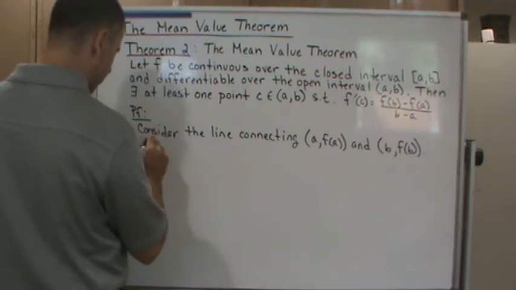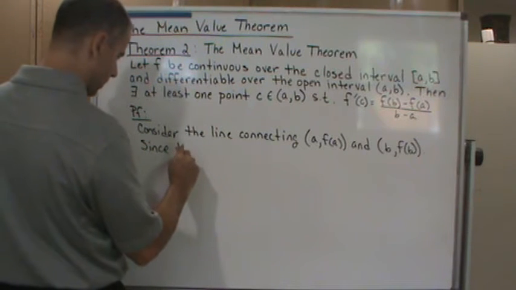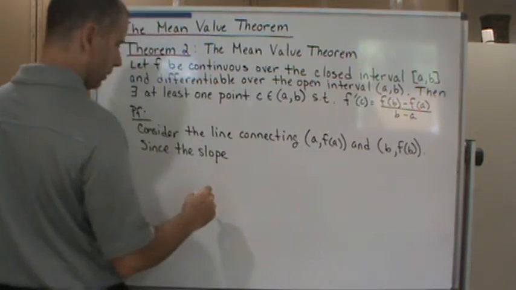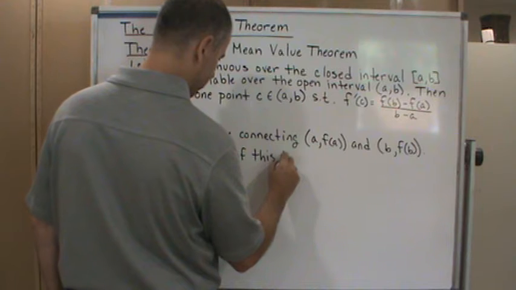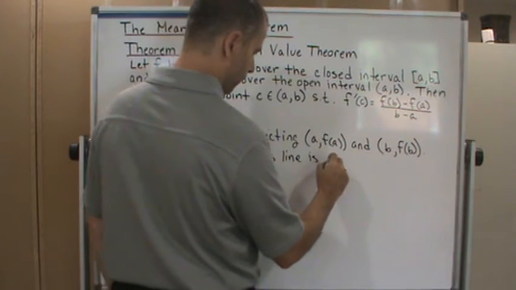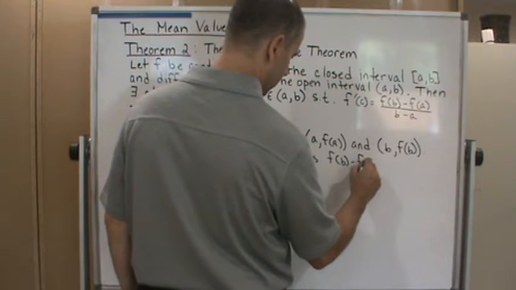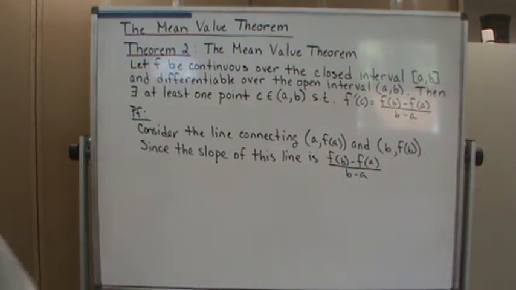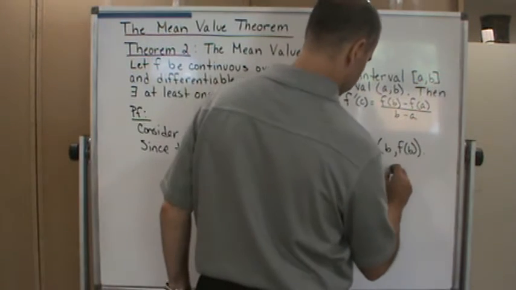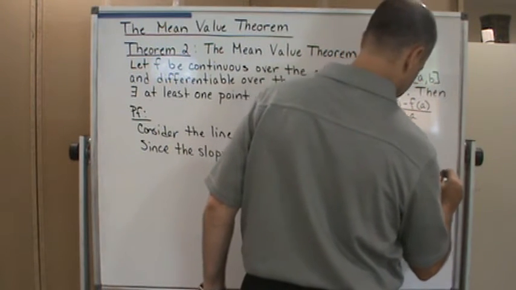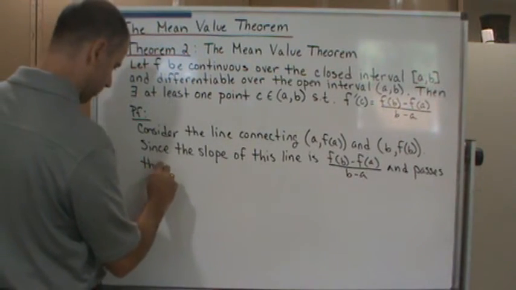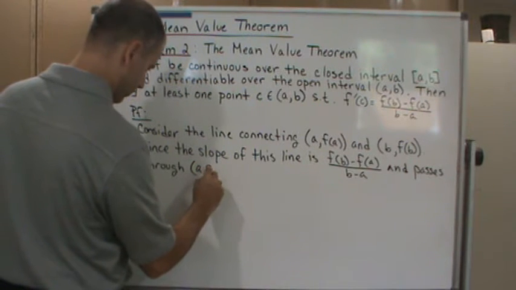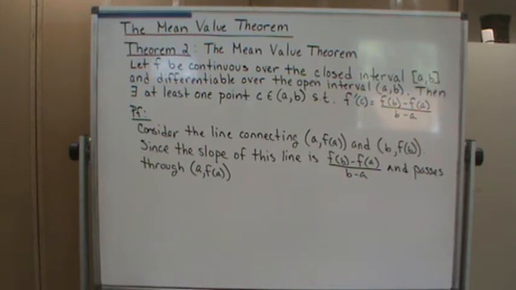Now, since the slope of this line is f of b minus f of a over b minus a, and the line passes through the point a, f of a, we can write the equation of the line.